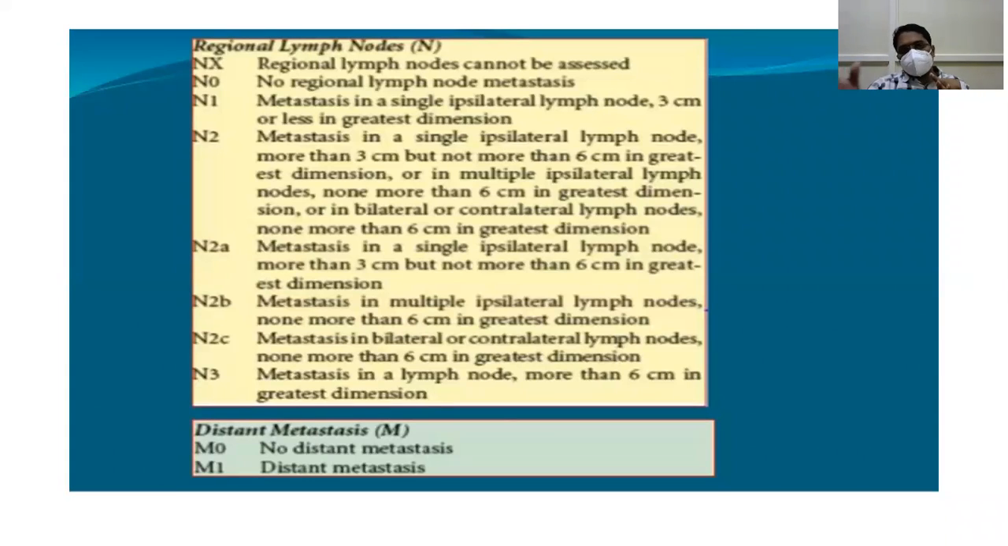N2 is regarding size; it is 3 to 6. In N2A, single ipsilateral, size same, 3 to 6. N2B metastasis is multiple and ipsilateral, not single ipsilateral. Again the size is 3 to 6. In N2C it is bilateral or contralateral, and the size is 3 to 6. In N3, metastasis is more than 6 centimeters in greater dimension. M0 is no distant metastasis, M1 is distant metastasis.